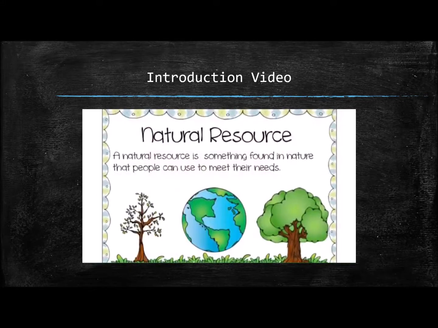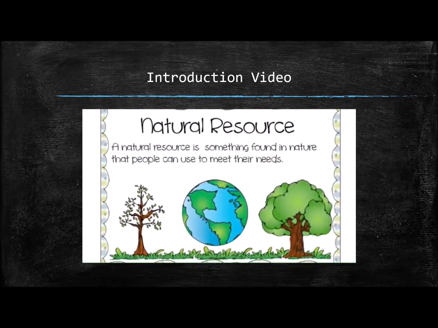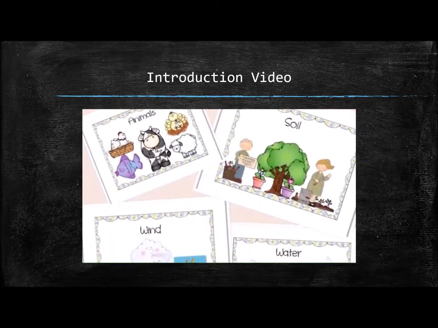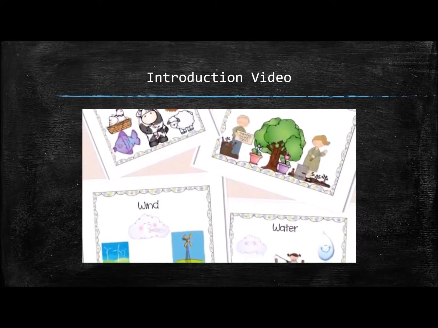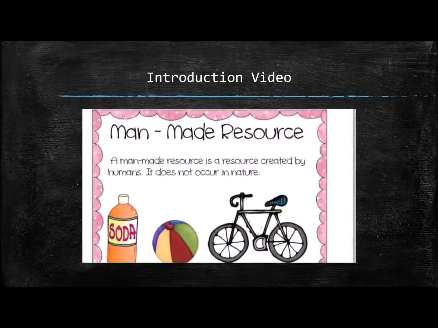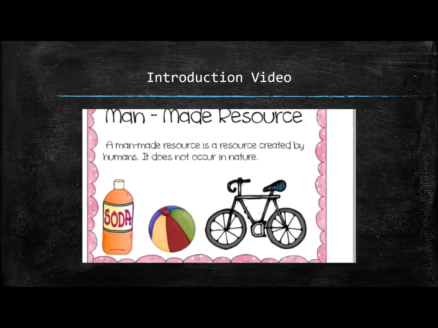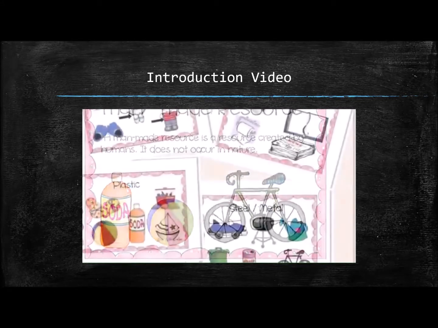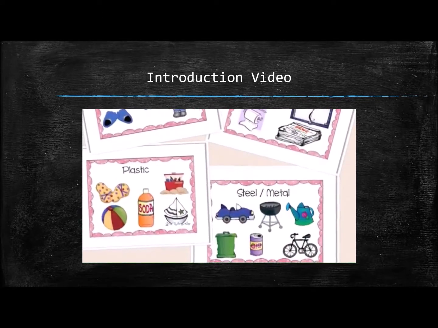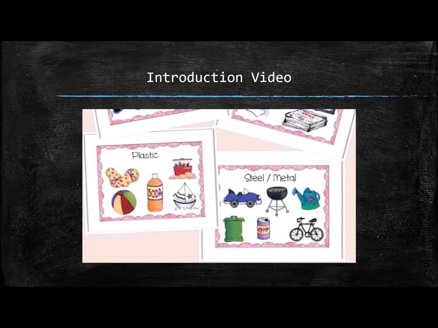A natural resource is something that's found in nature. People use it to meet their needs. Examples of natural resources are what we get from animals, from the soil, plants, wind, and even water. On the other hand, though, a man-made resource is something that's been changed by humans. It does not look like that in nature. Examples of man-made resources are the things that we make our fabrics out of, like nylon, or things like plastic and metals, and even the paper products we use every day.